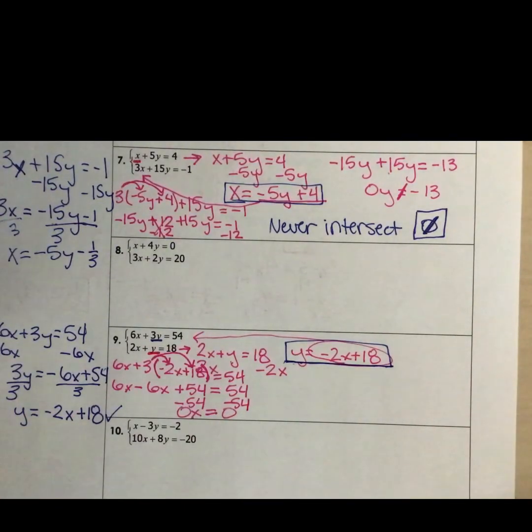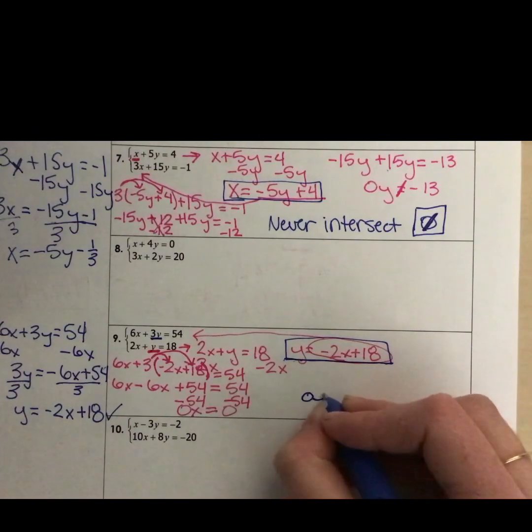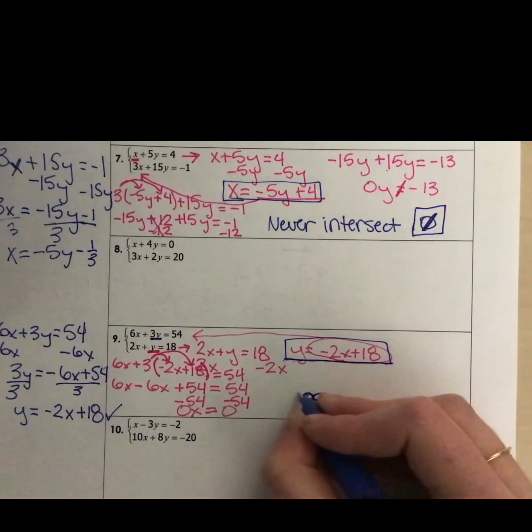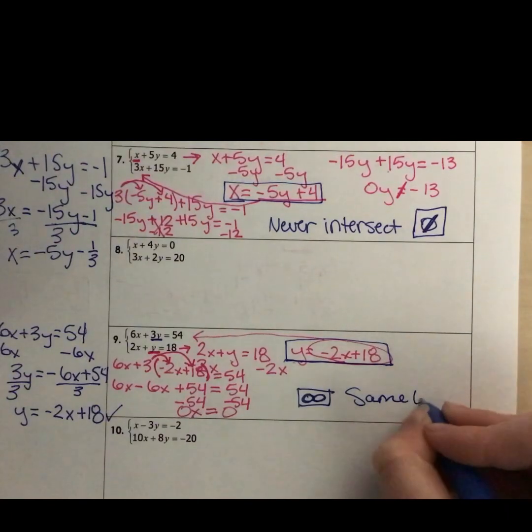And when we looked at our examples of the types of solutions that we have, when we have the same line, that means that these have infinitely many solutions because they're the same line.